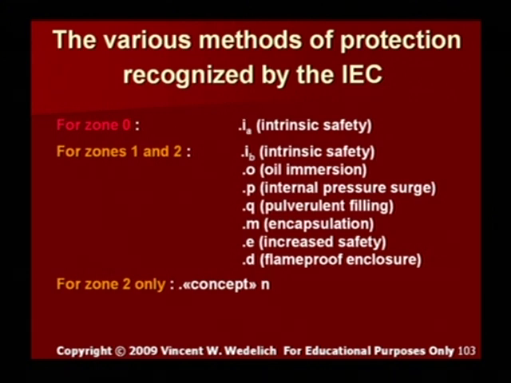There are various methods of protection recognized by the IEC. For Zone 0, you can only protect it with intrinsic safety systems, and IA is the symbol for that. For Zones 1 and 2, there are different methods you can use to protect it. Intrinsic safety, IB, oil immersion, like an oil-filled transformer, an internal pressure surge, a P.